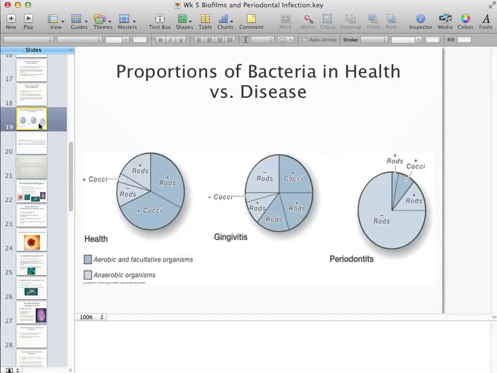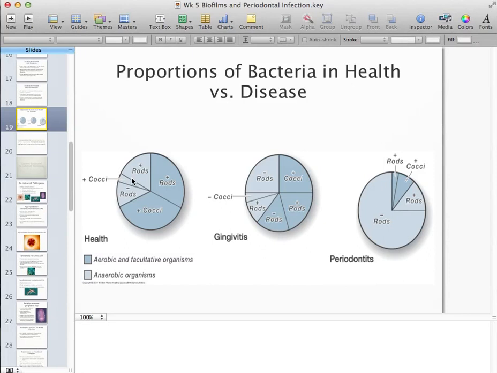So here are some charts going over bacteria in a healthy mouth versus bacteria in disease. In health, you have mostly positive cocci and mostly positive rods. And again, positive bacteria is friendly and good. And then you have just a little bit of negative rods. You also have more aerobic and less anaerobic bacteria in a healthy mouth.